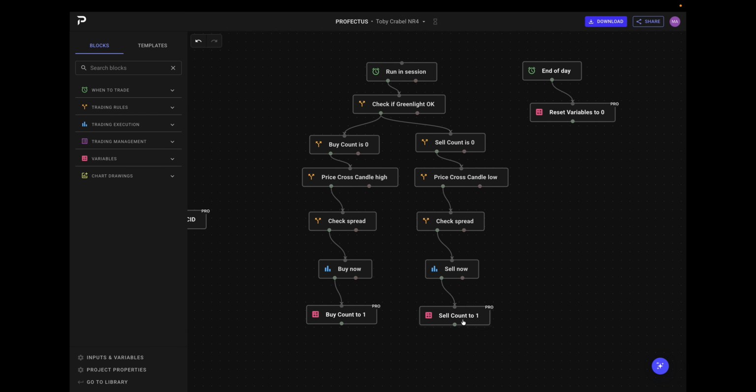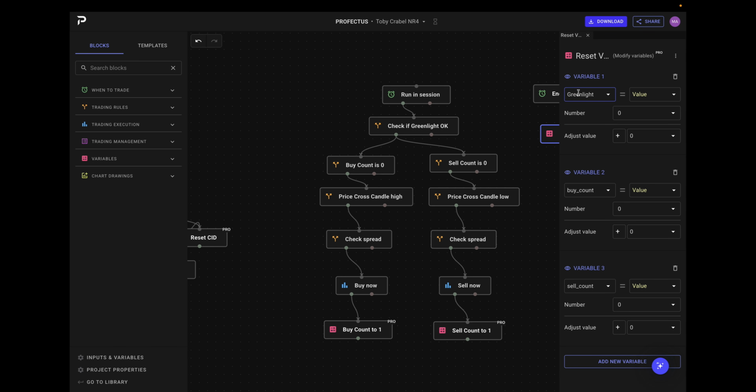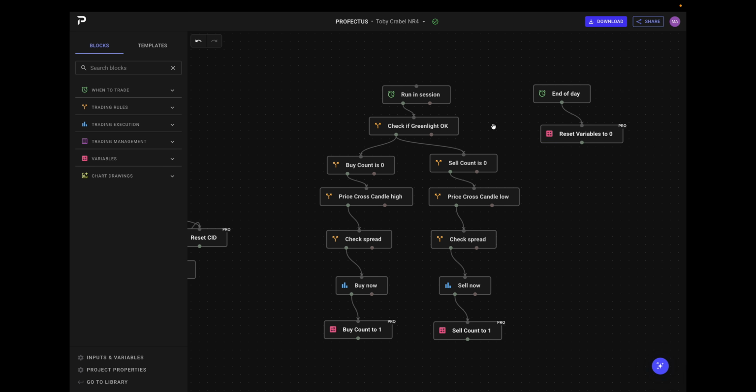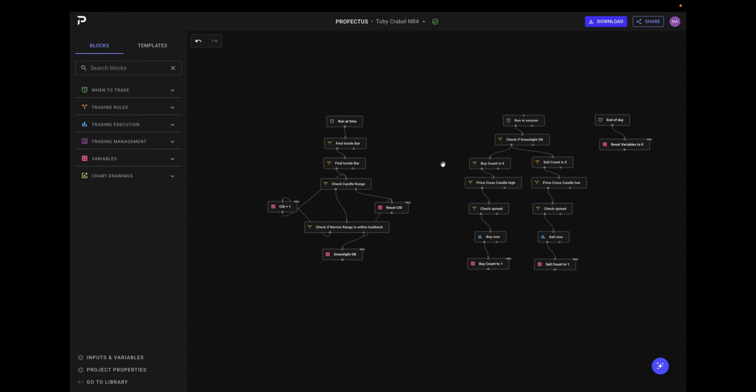Same is for the sell side. And then end of the day, we want to reset all the variables. So green light goes to 0, buy count to 0, sell count to 0. And everything is reset again. Okay? This is the setup, this is the trading strategy, Toby Crabel NR4, fully automated in Profectus.